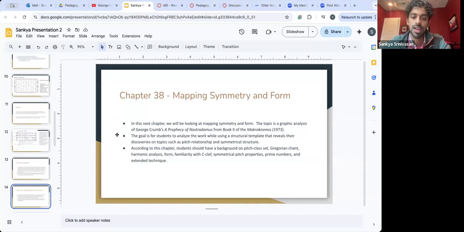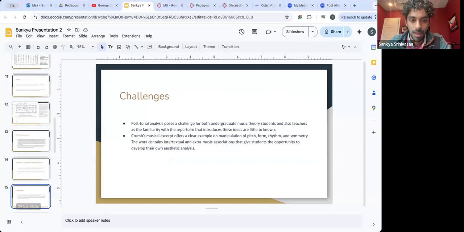The goal was for students to analyze the work while using a structural template that reveals their discoveries on topics such as pitch relationship and symmetrical structure. According to this chapter, students should have a background on pitch class set, Gregorian chant, harmonic analysis, form, familiarity with C-clef, symmetrical pitch properties, prime numbers, and extended technique.